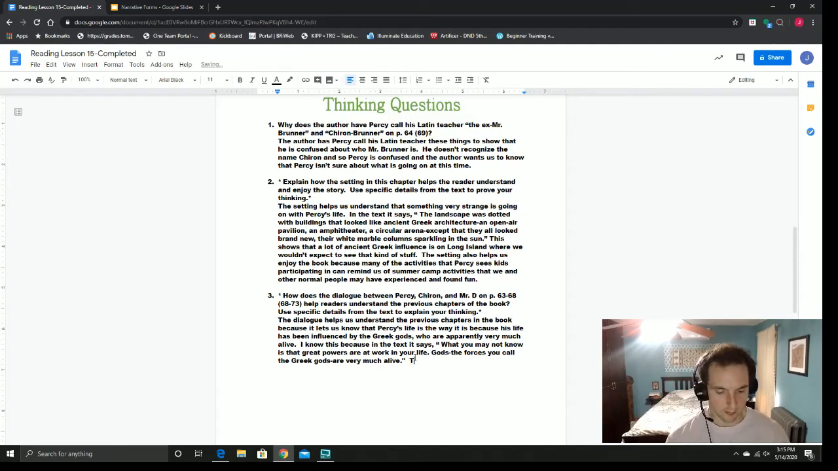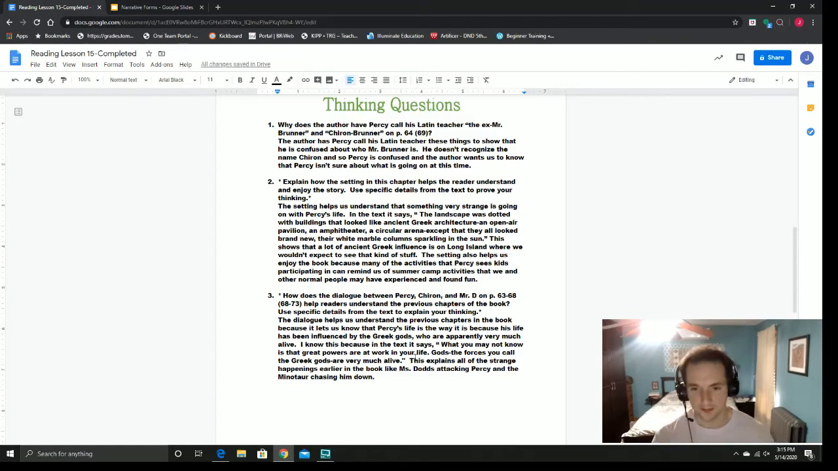This explains all of the strange happenings earlier in the book, like Mrs. Dodds attacking Percy and the Minotaur chasing him down. Cool.